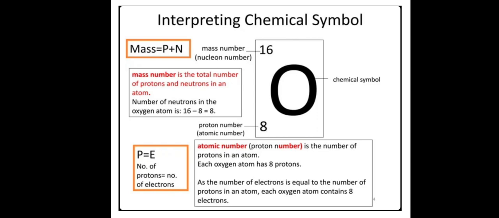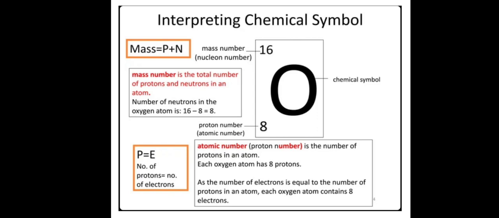So if we represent an element, O is for oxygen, and we can represent it with the symbol O. As you read before, every element has its own symbol. At the top we write the mass number, and at the bottom we write the atomic number. The mass number is equal to protons plus neutrons, and the atomic number is the number of protons, which is equal to the number of electrons if it is a neutral atom.